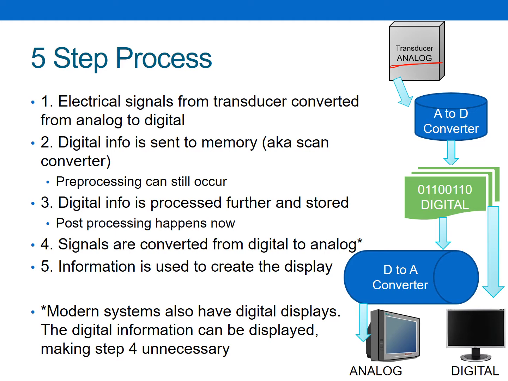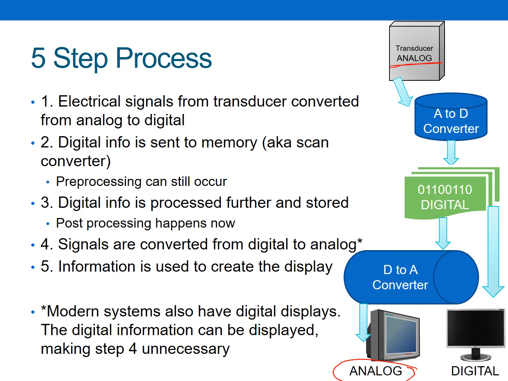Older systems have analog displays. And those are any systems that have cathode ray tube type displays, or like those old TVs with the big back. So from the memory, we must travel through another digital to analog converter, and then that information is ready to be displayed on the analog screen. Modern systems, however, have a digital screen, like the two Philips in the upstairs lab and the Philips in the downstairs lab. Those all have digital screens. So now that fourth step where the digital analog converter has to happen no longer needs to happen, and the information from the memory, the digital memory, can go straight to the digital screen.